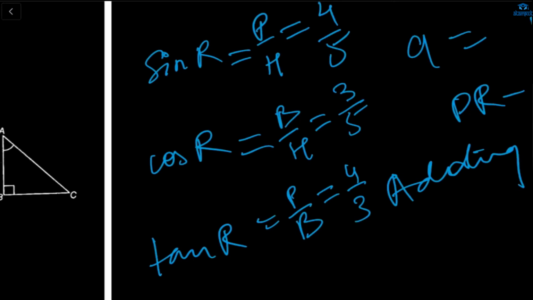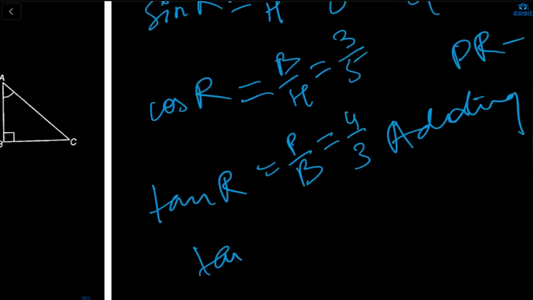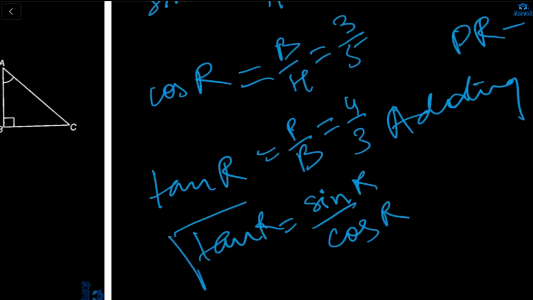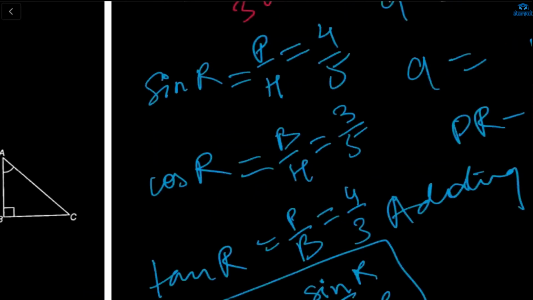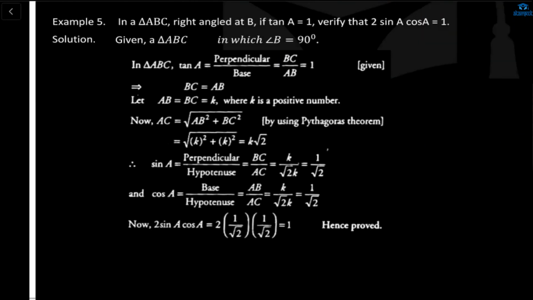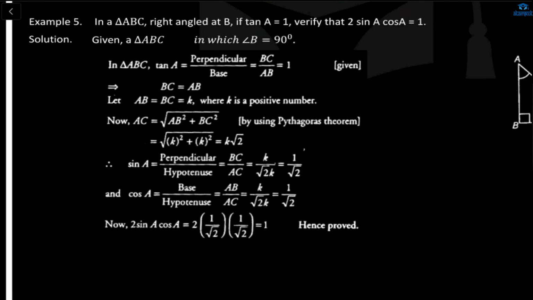Or you can say that there is one relation also: tan is equal to sine by cos. Tan R is equal to sine R by cos R. This is the relation. If you see here, it will be perpendicular by hypotenuse, base by hypotenuse, hypotenuse cancels, perpendicular by base. So this is a relation between tan, sine, cos. And there are many more relations also. So I am stopping the class here because we are almost out of time.